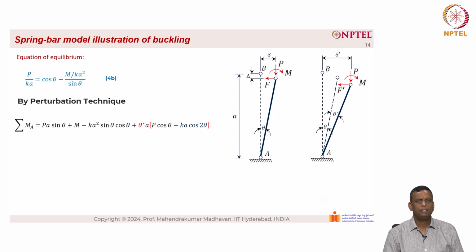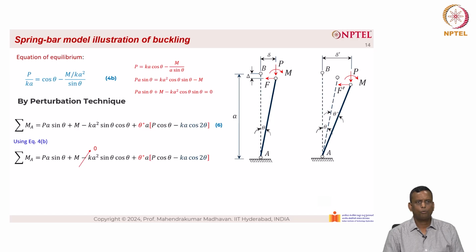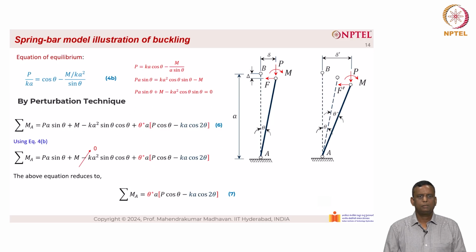At the same time, let us look at the equation above, which is 4b. Equation 4b is P equal to Ka cos theta minus M divided by a sin theta. So, when we multiply on both sides by a sin theta, we get Pa sin theta equal to Ka square sin theta cos theta minus M. We can further simplify this by stating that Pa sin theta plus M minus Ka square cos theta sin theta equal to 0. We can use the same thing from 4b and substitute here in 6, and we get the first 3 terms to be 0. The above equation now reduces to sigma Ma equal to theta star into a into P cos theta minus Ka cos 2 theta.